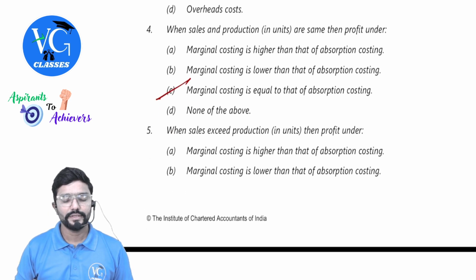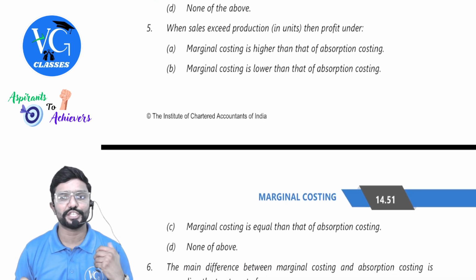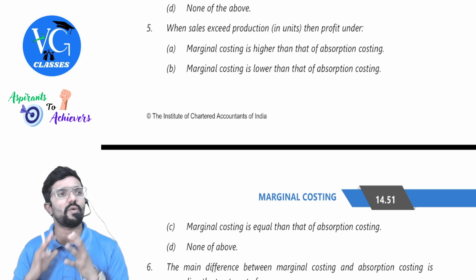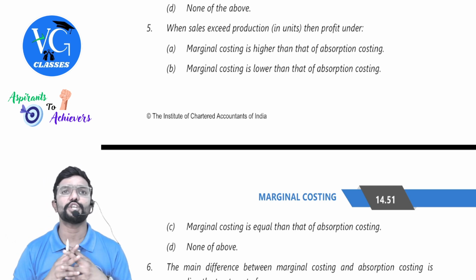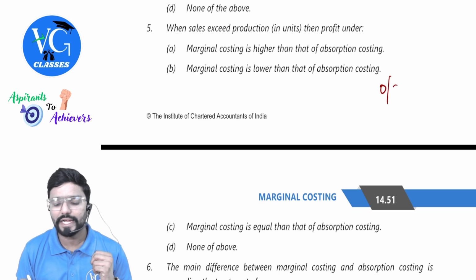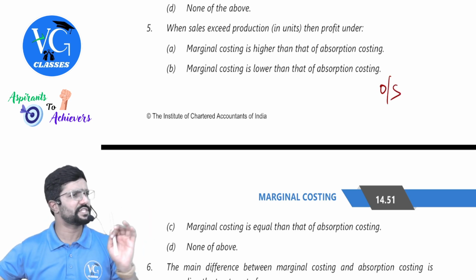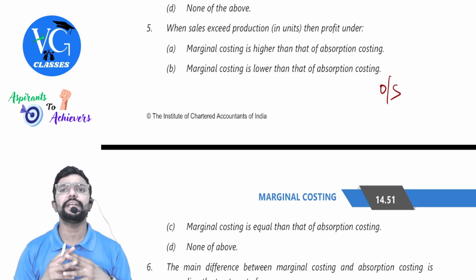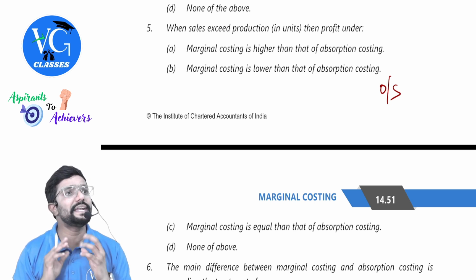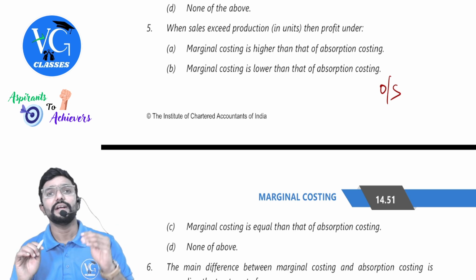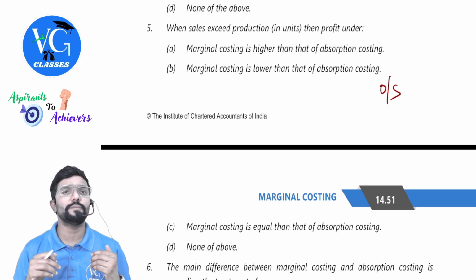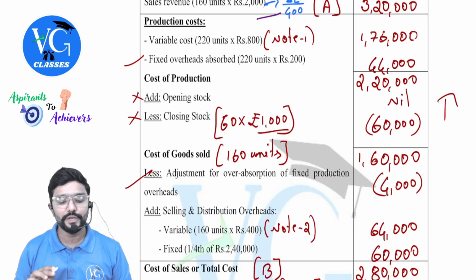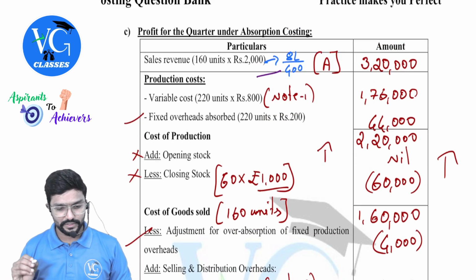Let us go back. Next, when sales exceeds production in units, then profit under. Guys, when sales exceed production, what do you understand? There was an opening stock. Correct? Yes, sir. Don't worry about closing stock now. So that means there was an opening stock. So opening stock, we will add it to the cost or deduct it from the cost? Add it to the cost. Now, you tell me, opening stock will be overvalued in absorption costing or undervalued? Overvalued.